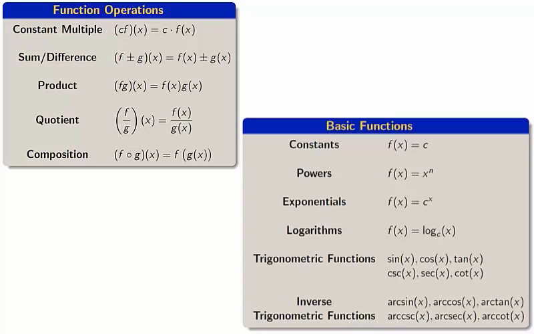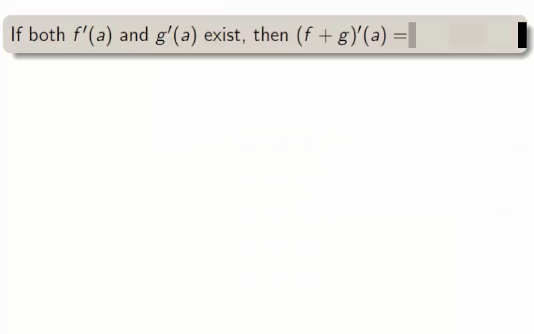The goal of the next few sections is to calculate derivatives of the basic functions, and to discover how to find the derivative of all elementary functions by learning the rules of differentiation for composition and arithmetic operations on functions. For example, assume that both f and g are differentiable functions at a. That is, f prime and g prime of a both exist.